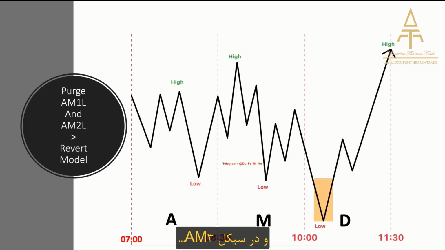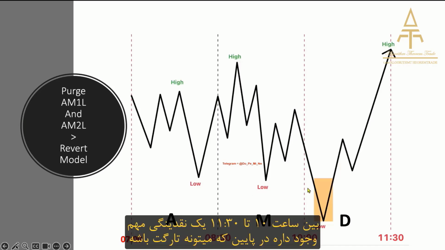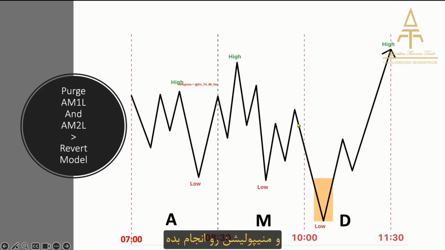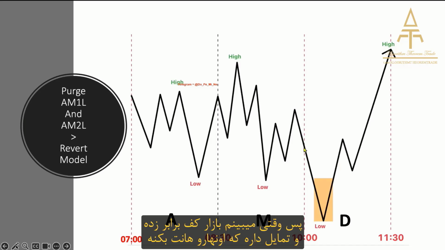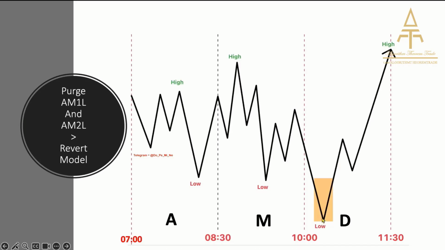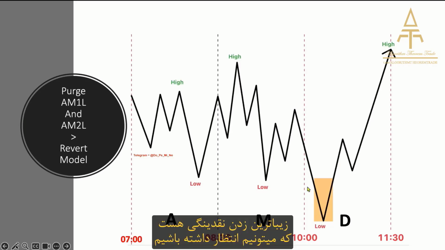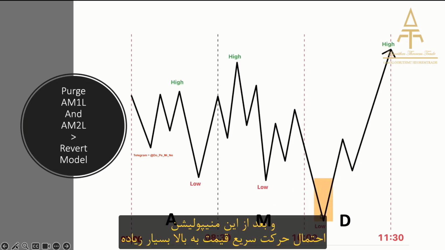So during the final AM cycle, during the third AM cycle, 10 to 11:30, there's a significant reference point and liquidity point that can be targeted for manipulation purposes. So when we see these relatively equal lows get engineered and the market shows a willingness to manipulate below that, this is the sweetest purge that we can look for. And when we then see the displacement occur, it is likely to reprice higher very quickly.